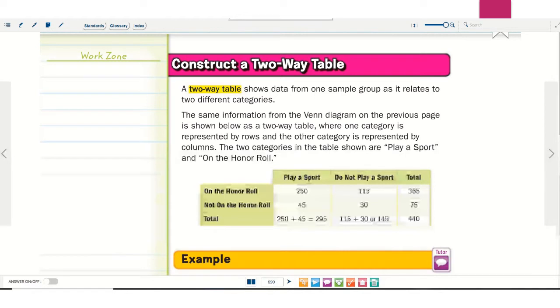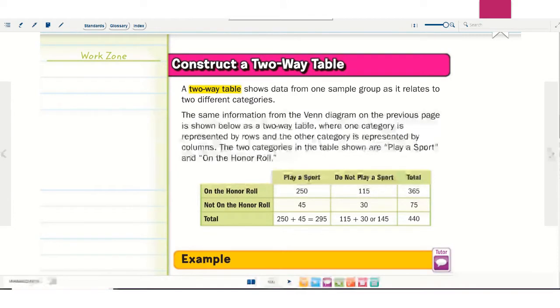I like to think of situations where, as you can see on 690, if you're a person that plays a sport, you're either going to play a sport or you will not play a sport. The other way to think of it is on the honor roll. You're either on the honor roll or you're not on the honor roll. There's no in between with that. It's either yes, you are there, or no, you are not. Same thing with you either play a sport or you do not play a sport.